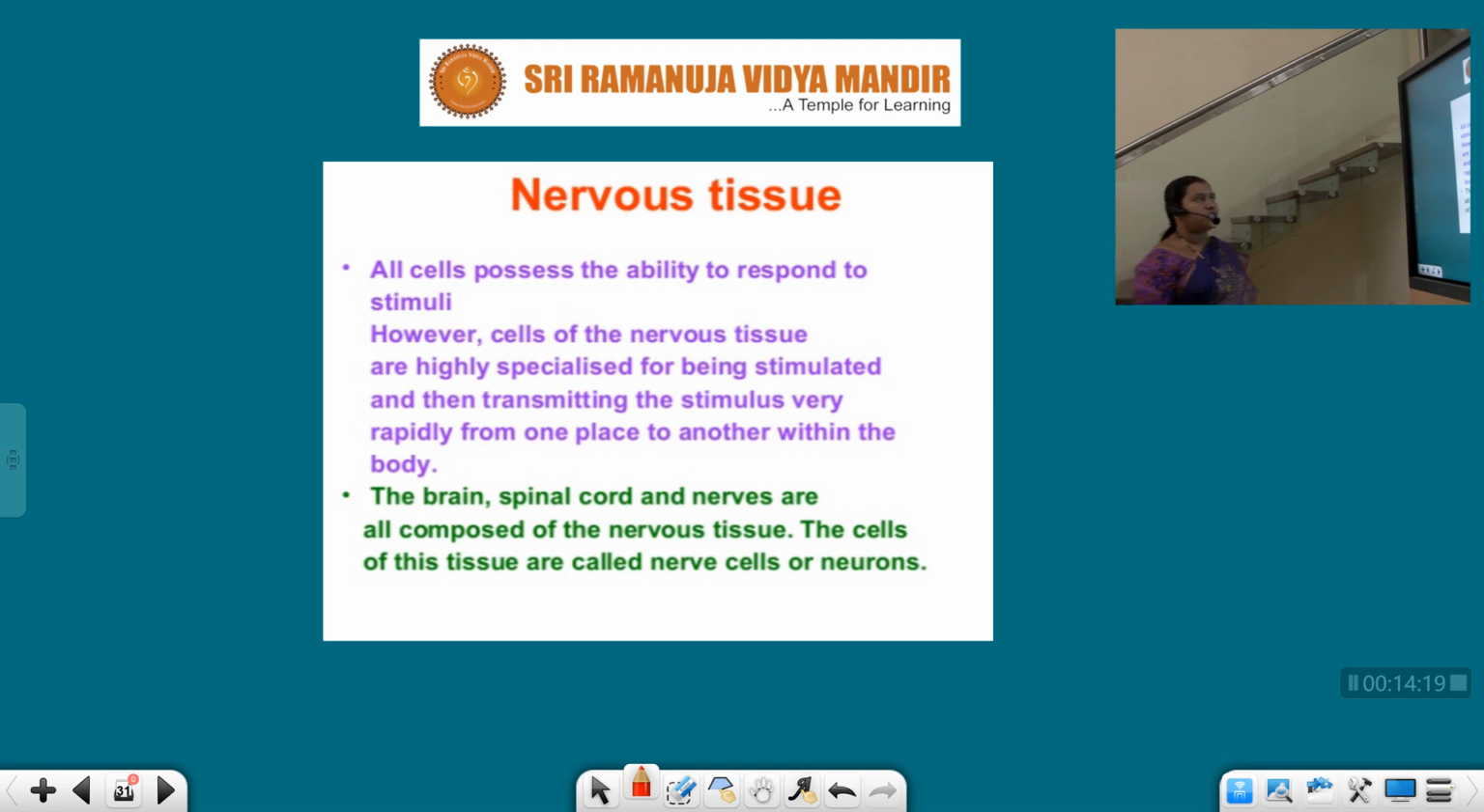Next one is nervous tissue. The last type of tissue, this one. Epithelial is over, connective tissue is over, muscle tissue is also over. Now we are going to discuss the nervous tissue. See children, in our body, the nervous system is mainly maintained by three types. What are those?